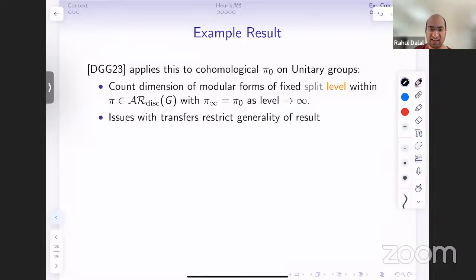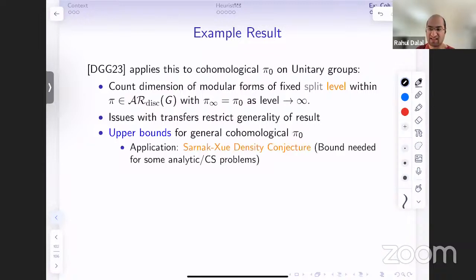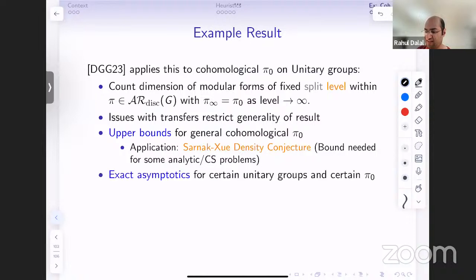So basically, the issues with transfers restricted the generality of the result. For an arbitrary comodular pi knot, we were only able to prove upper bounds, and this had some analytic applications to something called the Sarnak-Chouet density conjecture. And then for some very specific unitary groups and certain pi zero, we were able to get exact asymptotics.